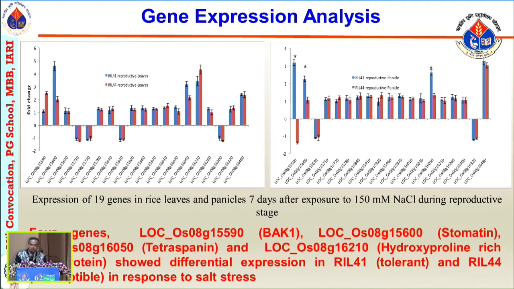On this QTL, out of 48 genes, it was observed that 19 genes were expressing, and out of all these 19 genes, only 4 genes were differentially expressed under salt stress conditions. So it was thought that these 4 genes could be the probable candidates for this QTL.